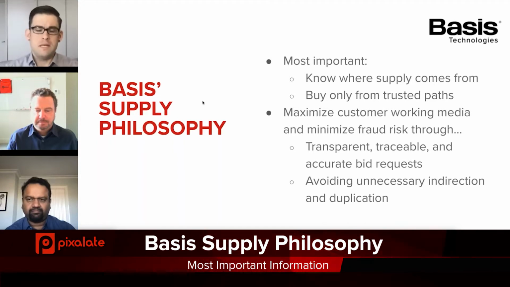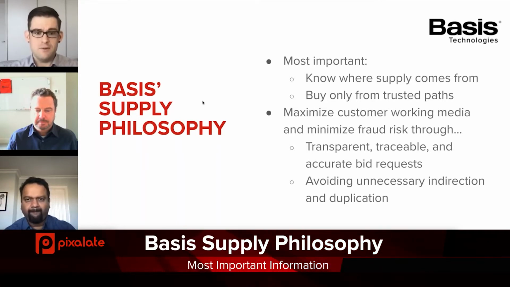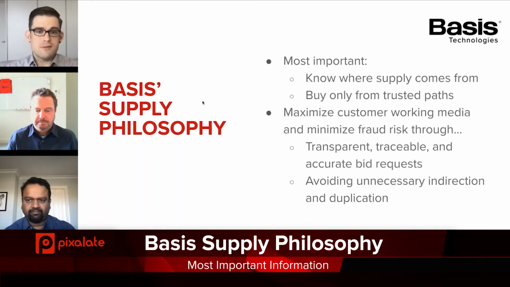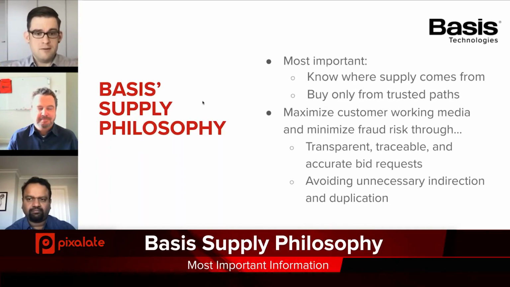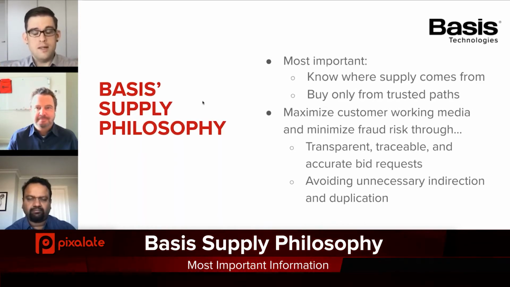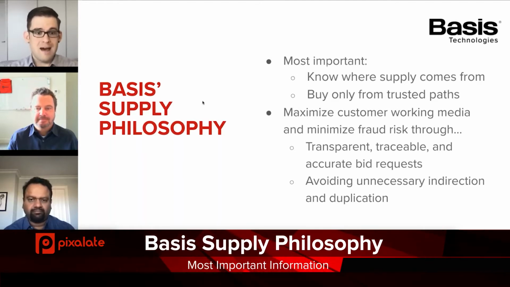But fraud can also be introduced by intermediaries who are involved in the chain of custody or the supply path to sell the inventory. Now, without first ruling out whether fraud is introduced by intermediaries, we won't be able to work out whether an apparent case of fraud is in fact a problem caused by the publisher or by bad intermediaries in between. So first we need to rule out bad intermediaries, and so we need to buy only from trusted supply paths.